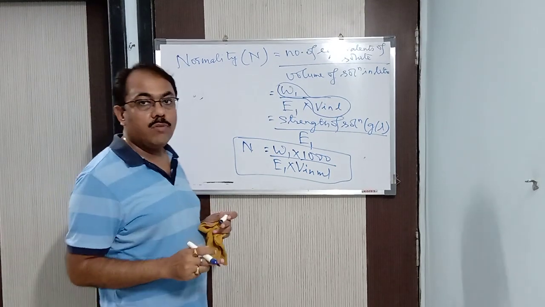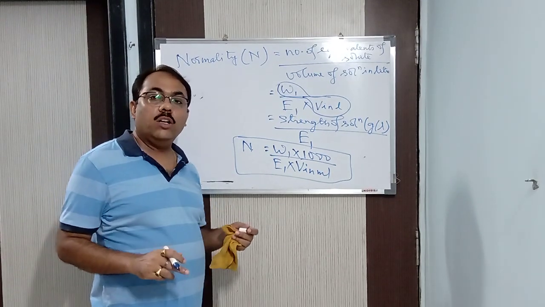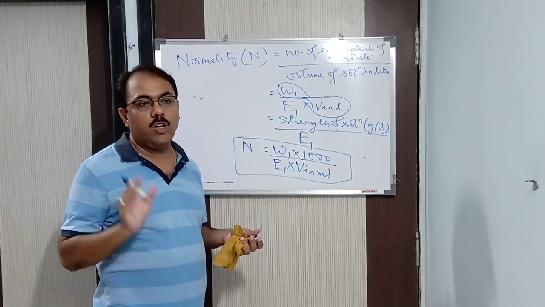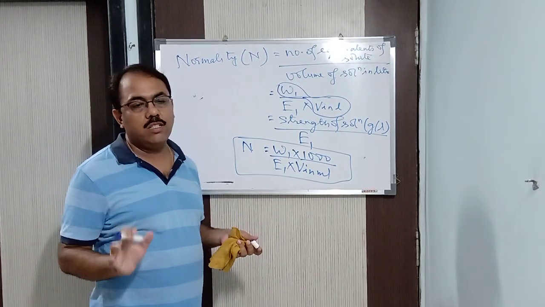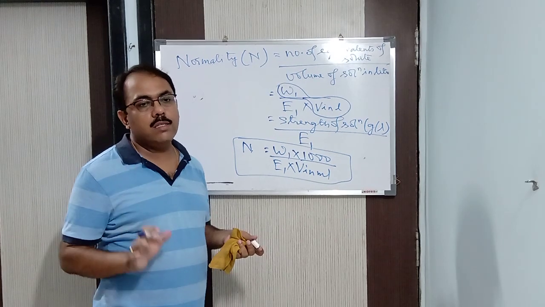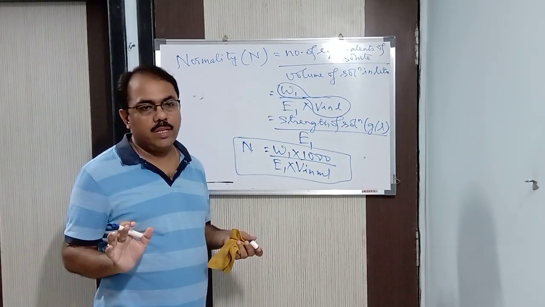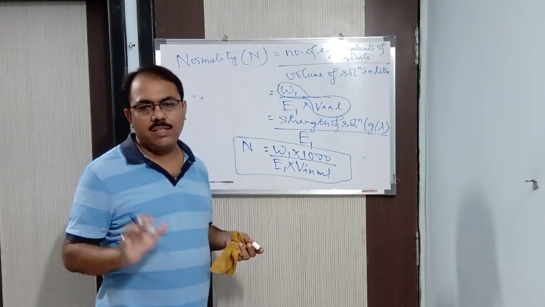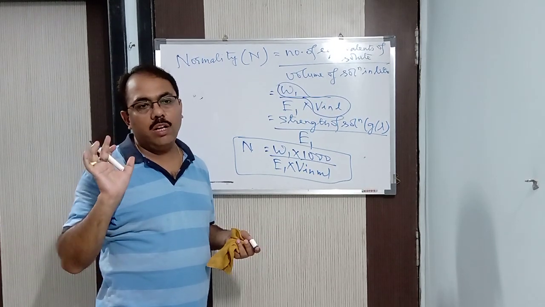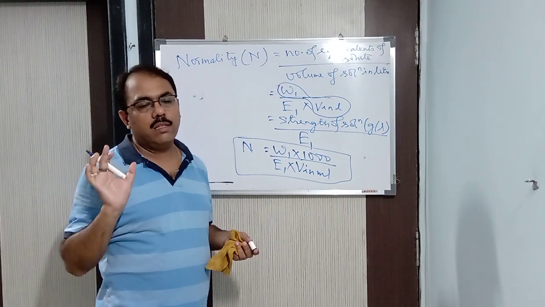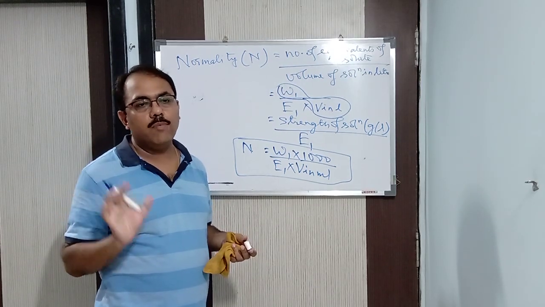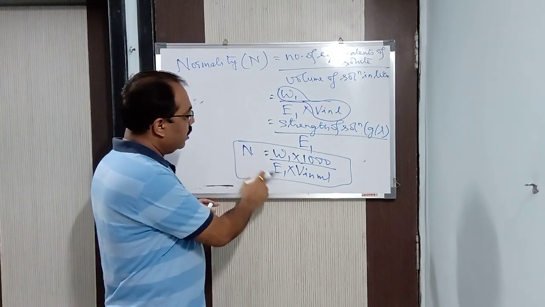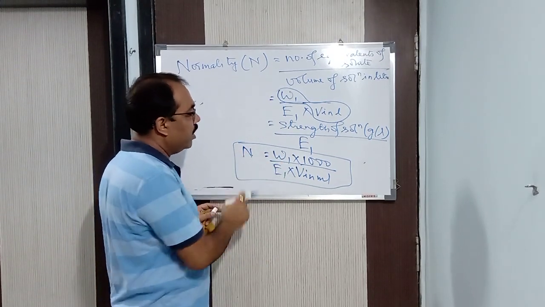Equivalent weight of an element is molecular or atomic weight by valency. Equivalent weight of acids is molecular weight of the acid by basicity of the acid. Equivalent weight of base is molecular weight of the base by acidity of the base. Equivalent weight of salt is molecular weight of the salt by number of cations into charge on cations. And equivalent weight of oxidizing agent is the molecular weight of oxidizing agent by number of electrons lost or gained. So you will be using those formulas to calculate the equivalent weight of the substance, which you will put here and you will get the normality.